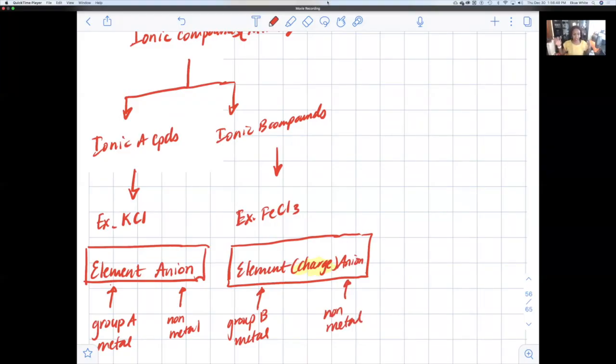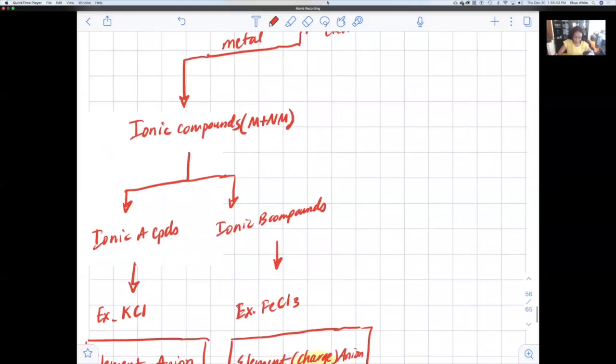Now, once again, ionic compounds are recognized as ionic compounds because, most of the time, 90% of the time, the first element is the metal. That's the identifier that tells you this is an ionic compound. Then your next question is, is it ionic A or ionic B? Ionic A compounds have the metal in group A. Ionic B compounds have the metal in group B. These are the D and the F block mostly.